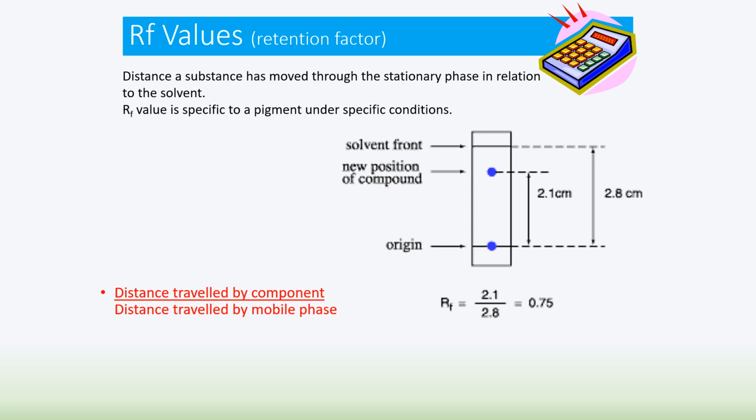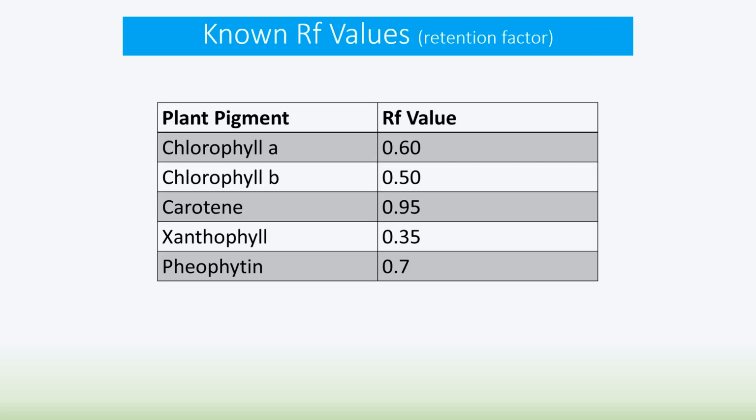For the practical, you might have to calculate the RF value. So what you do is you leave the practical running until the solvent hits almost the top of the page, and then you can work out the distance from the line of origin to the compound or component, and the distance from the line of origin to the solvent front. And if you do that one divided by the other, you'll get an answer which should always be below 1. Okay, so there is your RF. You can compare that with known RF values and identify what chemical you have.